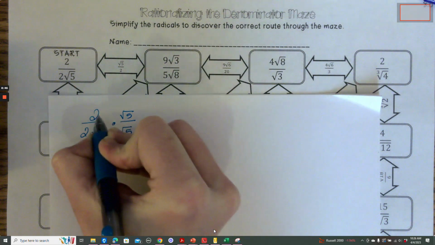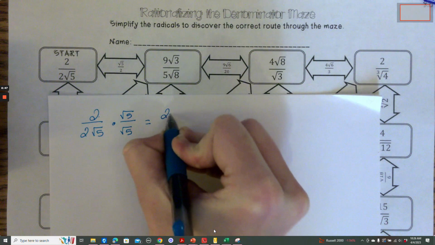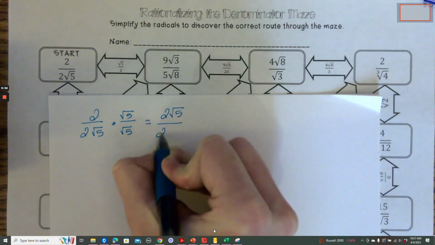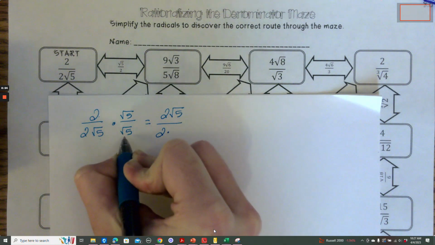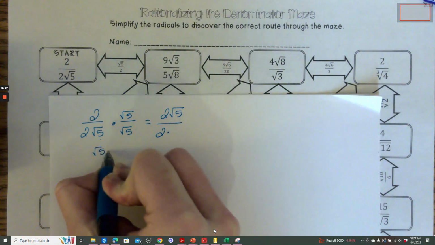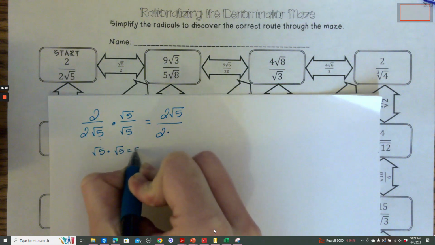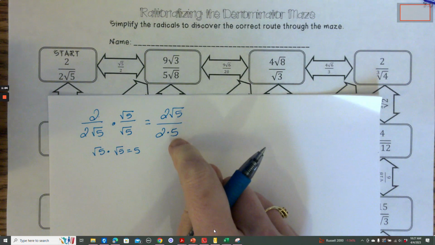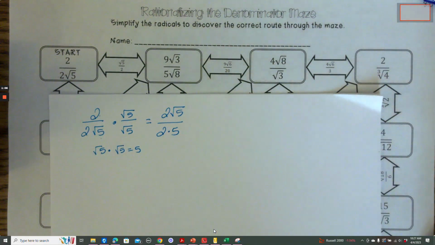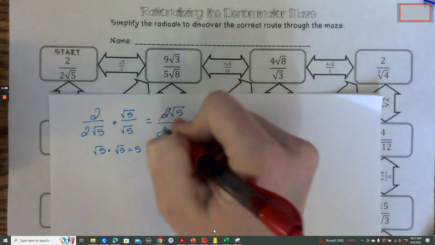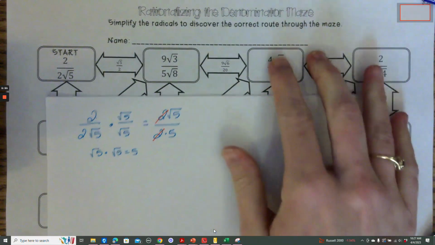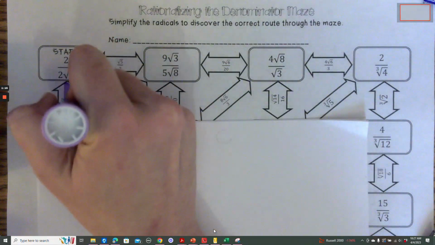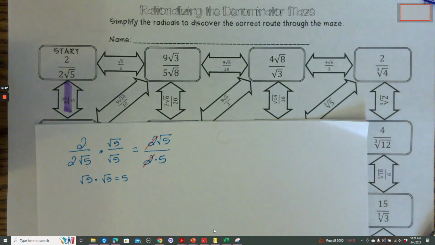Okay? So these two just smush together. We're going to keep this 2. And then square root of 5 times square root of 5 is just a 5. Now, I've kept it this way for a reason, because we can cancel out the 2's. Square root of 5 over 5. That's an answer choice.